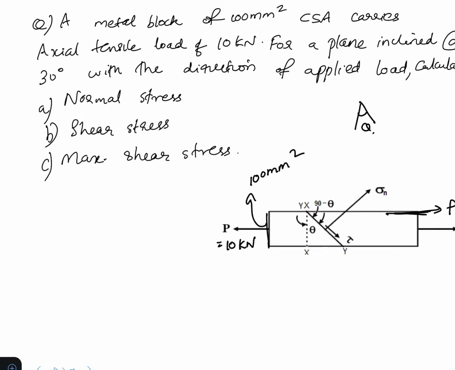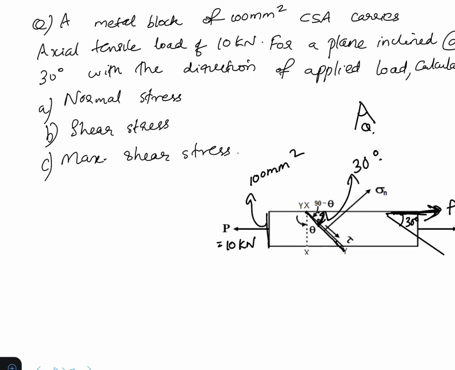The plane is inclined at an angle of, see, this YY is our plane, and it is inclined at an angle of 30 degrees with the load. This angle here is what is given. So this is our 30 degrees. Understood? Let us read it once more. For a plane inclined at 30 degrees with the direction of applied load: this is our direction of applied load, and the cut oblique plane is inclined to the load at 30 degrees.